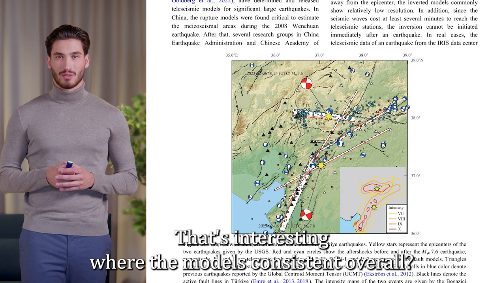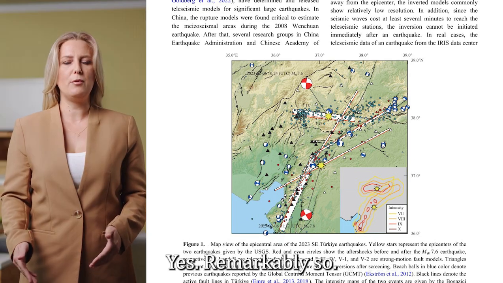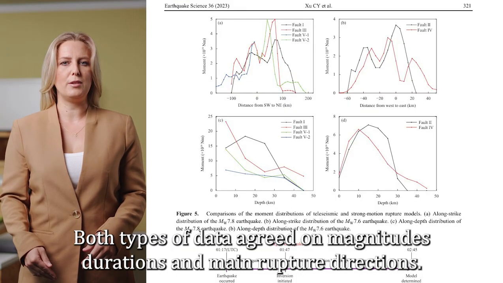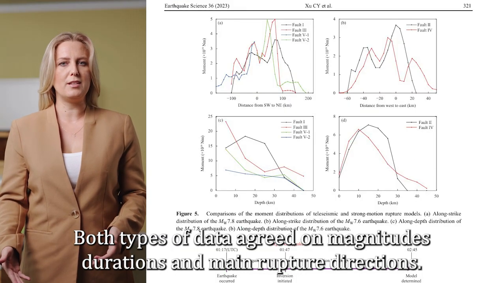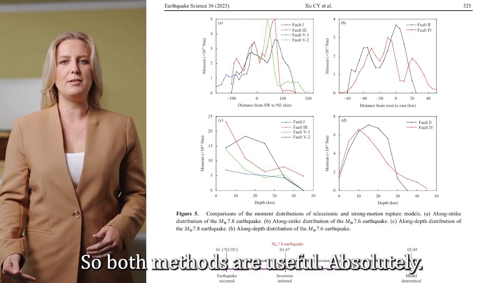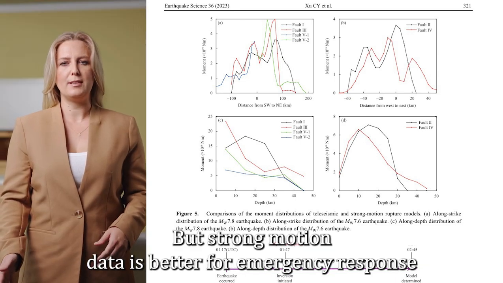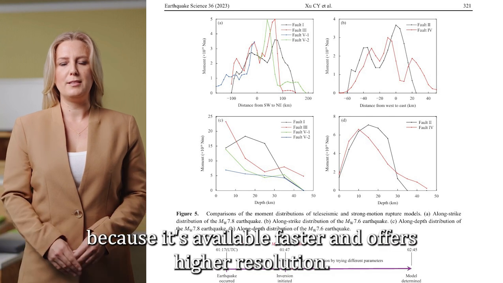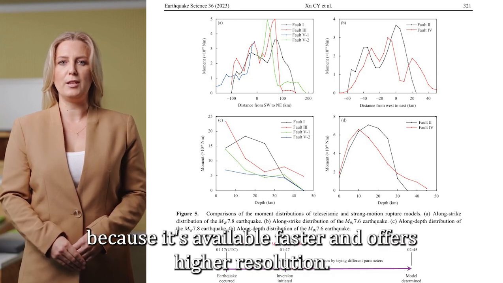That's interesting. Were the models consistent overall? Yes, remarkably so. Both types of data agreed on magnitudes, durations, and main rupture directions. So both methods are useful? Absolutely. But strong motion data is better for emergency response because it's available faster and offers higher resolution.